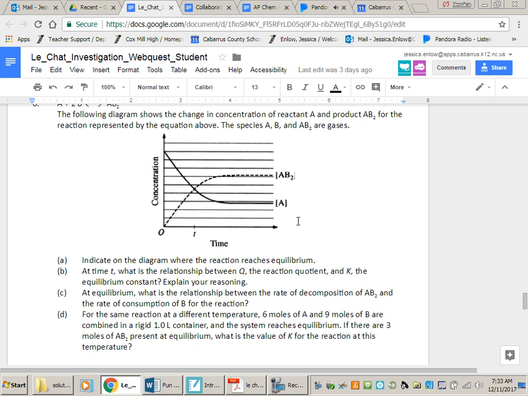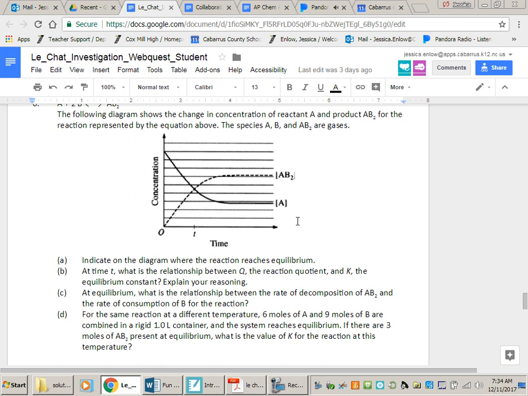Because A is decreasing still, and AB is being produced still. So what was the reaction, A to B? It was A plus 2B equilibrates to AB squared, or AB2.